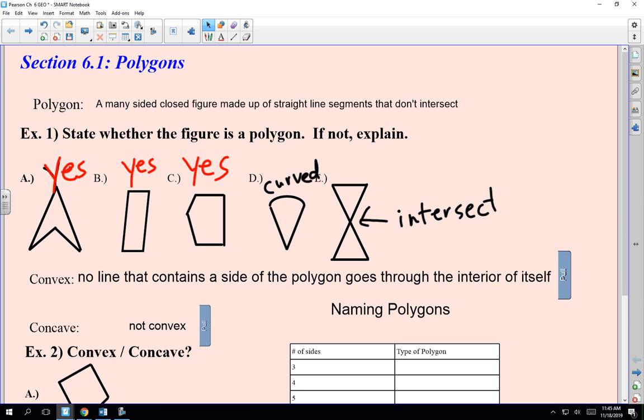What's happening with figure A is this line segment, if I were to continue it through, that blue line segment goes right through the inside of the shape. So if you can draw a continuation of the line segments of each of the sides of the polygon, and none of them go through the interior of the shape, then it is convex. That's what that's saying. For example, this one would be that, that, that, that, and that. And notice none of those blue lines goes through the interior. That's the official geometric definition of convex.